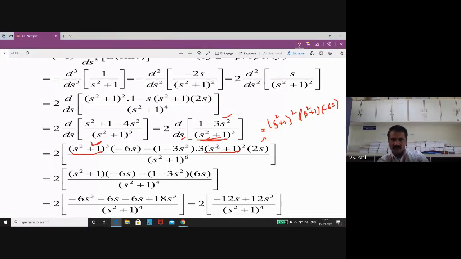Next, from this term you have taken this completely outside, so multiply this 3 into 2s, and you will get 6s. Here space is not sufficient, so I am writing here. Then this term you keep as it is, divided by what you will get. I will write it clearly: s square plus 1 raised to 6 is there. So I have written 4 here because s square plus 1 raised to 2 and s square plus 1 raised to 6 cancel, and you are left with s square plus 1 raised to 4. So you have written s square plus 1 raised to 4 here. Is that clear?